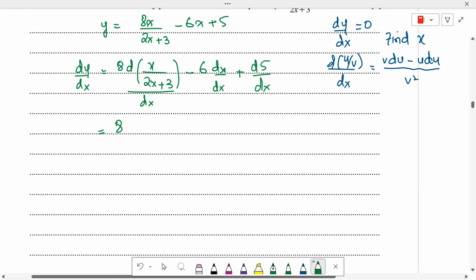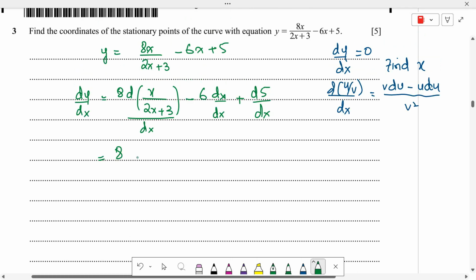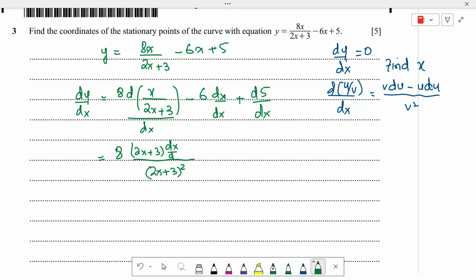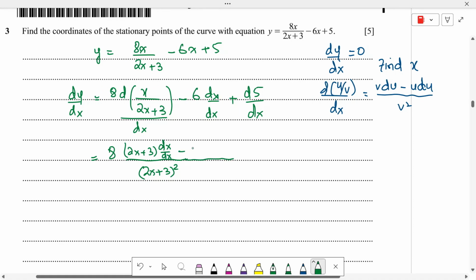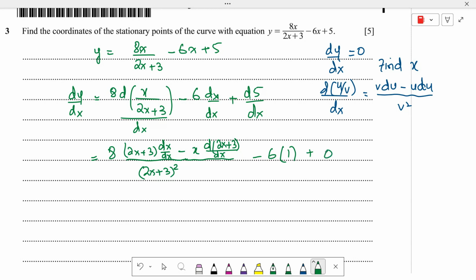8. Now we apply the quotient rule in this case. So we will have 2x plus 3 whole squared, and 2x plus 3 remains the same, and the derivative of x, minus x will remain the same, and the derivative of 2x plus 3 with respect to x, minus 6, and the derivative of x is 1, plus the derivative of the constant is 0.